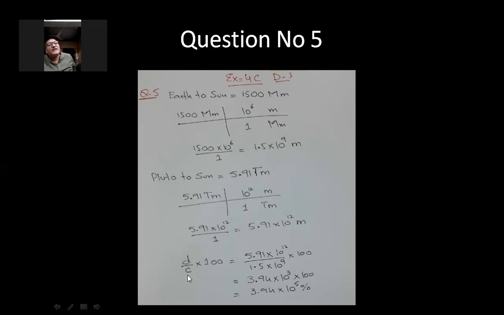So you want to represent d by c in percentage. He says, express d as a percentage of c, give your answer in the standard form. So d divided by c multiply 100. The d value is 5.91 into 10 power 12 divided by 1.5 into 10 power 9, multiply 100. When you divide the coefficient with the coefficient, you get 3.94 into 10 raised to power 3. And to convert this into percentage, we have to multiply with 100. So you will have 3.94 expo 3 multiply 100, so you will have 3.94 expo 5%. So this is how you do question number 5.